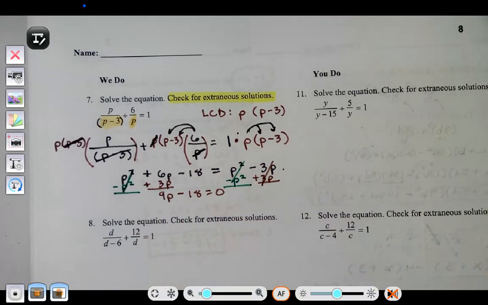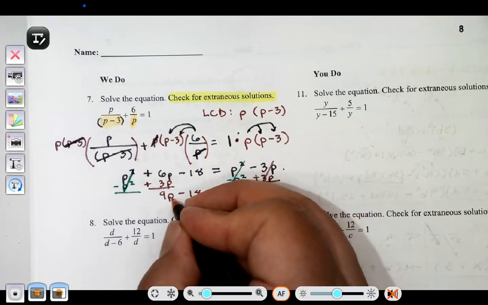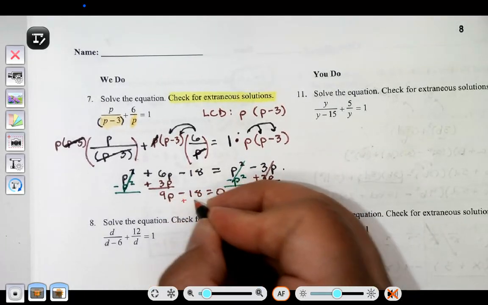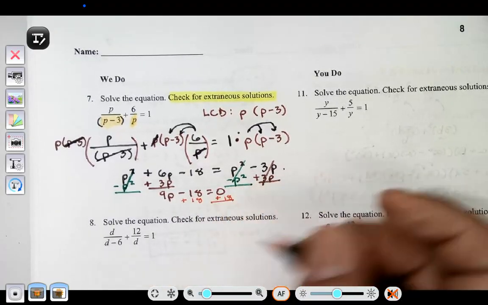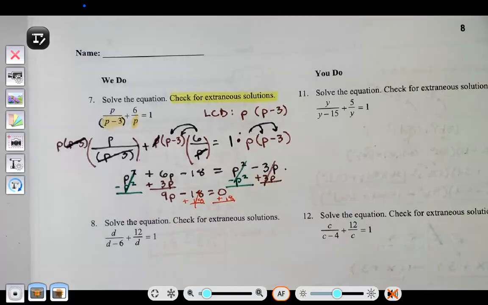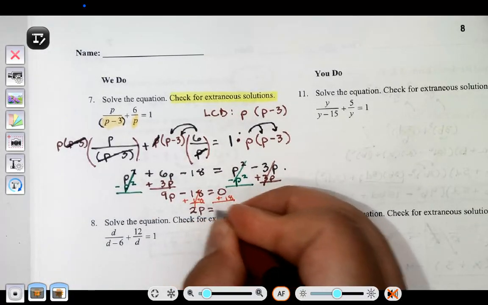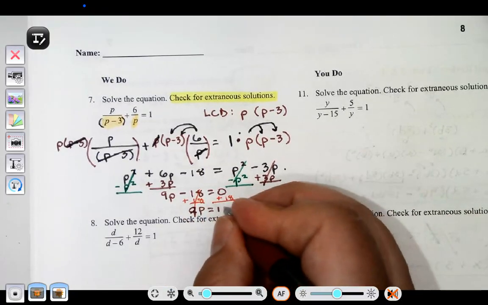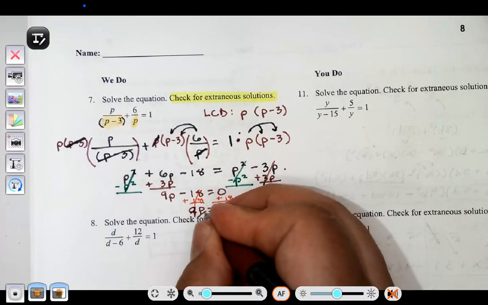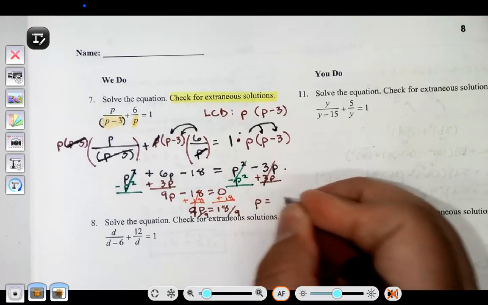So now it's just an equation of a line. So then keep in mind your ultimate goal is get P by itself. Then add 18 to both sides. Low on space here, but 9P is equal to 18. And then when you divide by 9, barely fit there, we get that P is equal to 2.